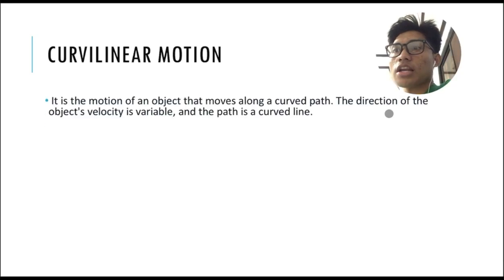Okay. It means a curvilinear motion. So, alam naman natin, in initial thinking, from the word curve itself, syempre, about curve na yon. So, it is the motion of an object that moves along a curved path. The direction of the object's velocity is variable and the path is the curved line.